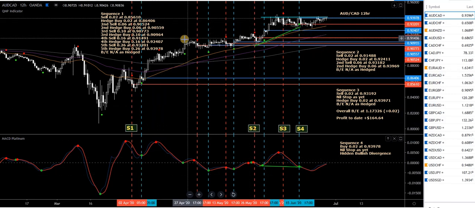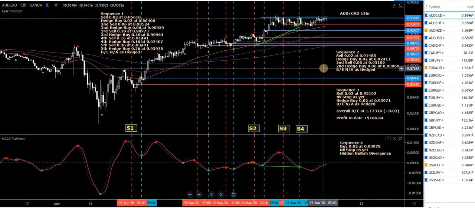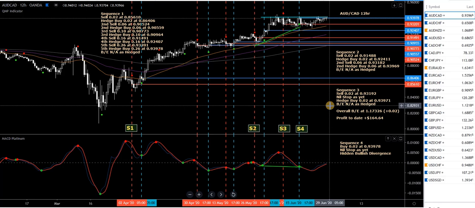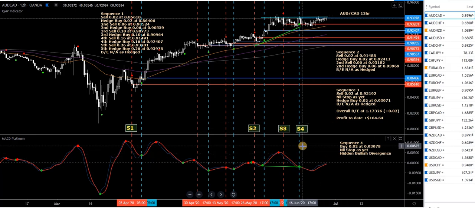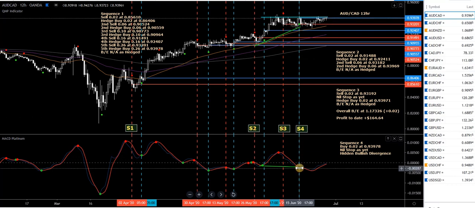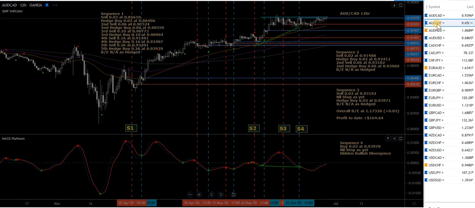So this is the Oz CAD. You can read my notes. I'm hedged on sequence 1, sequence 2 I'm hedged, sequence 3 I'm hedged, and sequence 4 was a buy. So that was taken here. It's gone sideways, still not poking through that resistance level. I'm not sure if it'll go any higher or not, so I've just got to wait and see. It's a slow moving pair, so just got to wait for it to burn out.